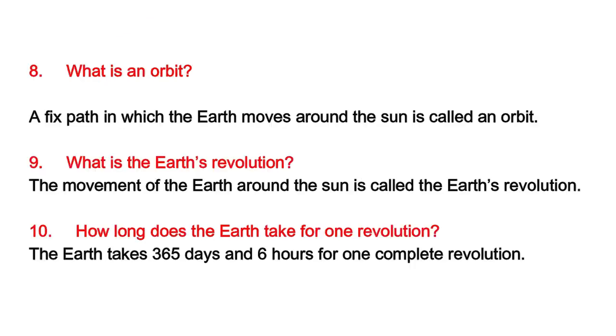8. What is an orbit? A fixed path in which the Earth moves around the Sun is called an orbit. 9. What is the Earth's revolution? The movement of the Earth around the Sun is called the Earth's revolution. 10. How long does the Earth take for one revolution? The Earth takes 365 days and 6 hours for one complete revolution.